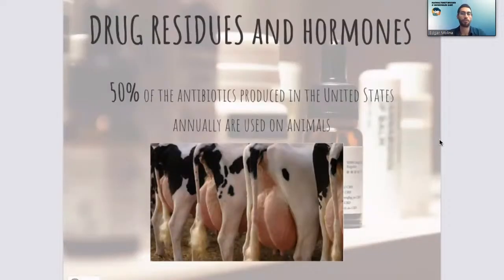We have also the problem of drug residues and hormones. Only in the United States, about 50% of the antibiotics that are produced are given just to animals. It's just to increase the productivity of the animal, and sometimes they're not even sick, but they just inject antibiotics to these animals for the sake of better production. But these antibiotics are leached from the urine because the animals don't need them, and go into groundwater and surface waters, and then we end up consuming these antibiotics if we don't have a good water treatment system, which is the case for most of the world.